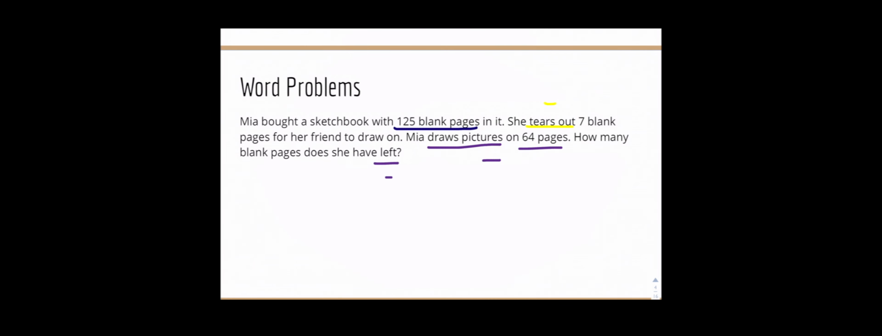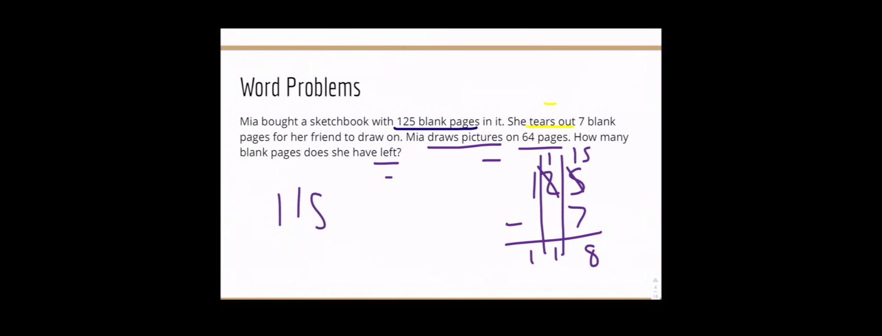So we start with 125 pages, and she tears out 7. Well, make sure we line up by place value. 5 minus 7 does not work, so I need to regroup. And I have 118 left as of now.